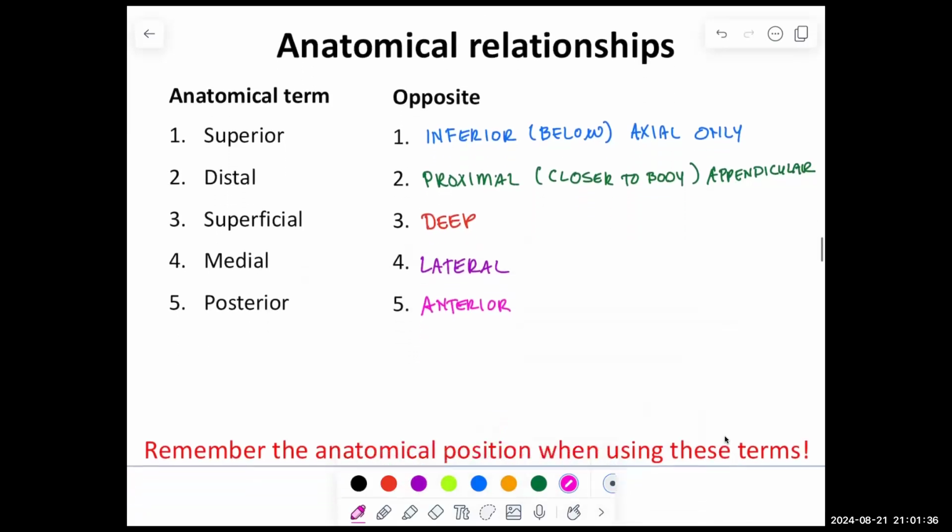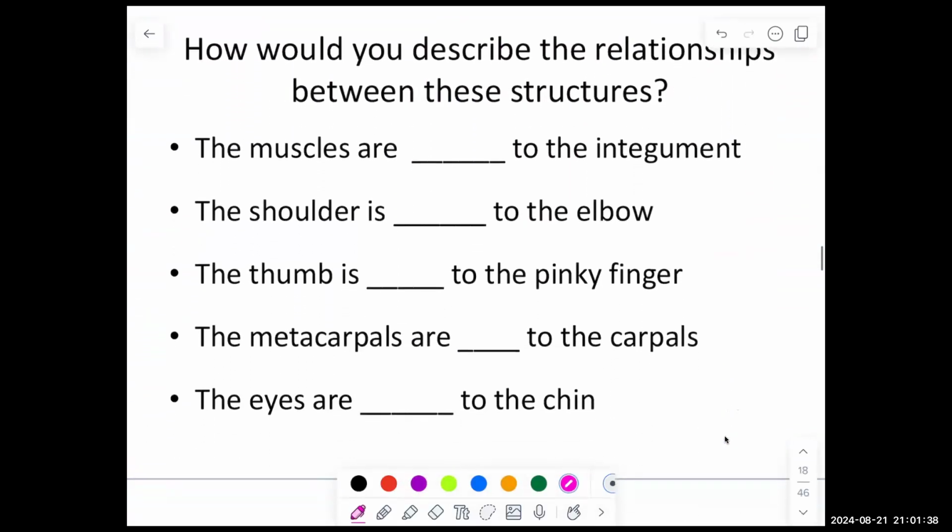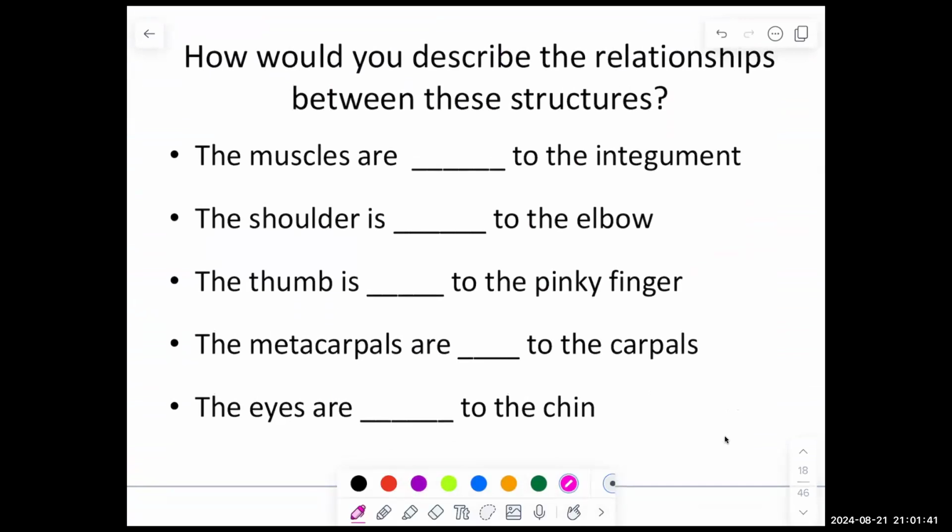Let's give it a try, shall we? I'm going to pause this. You don't have to write this on your card, but I'm going to give you guys a minute or two to talk about this with your peers. Okay, so talk about it. How would you describe the relationship? And the key thing is it's between the two structures.